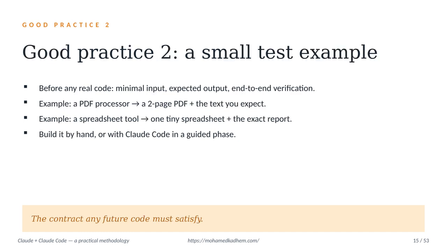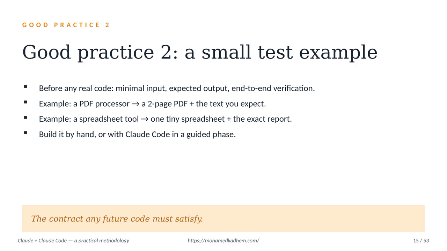Second good practice, before you write any real code, build a small concrete test example. A handful of inputs, expected outputs, end to end. If your project will process PDFs, your test case is a 2-page PDF and the text you expect to extract from it. If your project will generate reports from spreadsheets, it's one tiny spreadsheet and the exact report it should produce. You can build it yourself by hand, or let Claude Code help you in an initial guided phase, but do it before the real implementation starts.